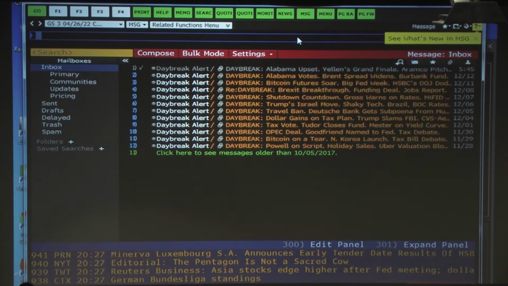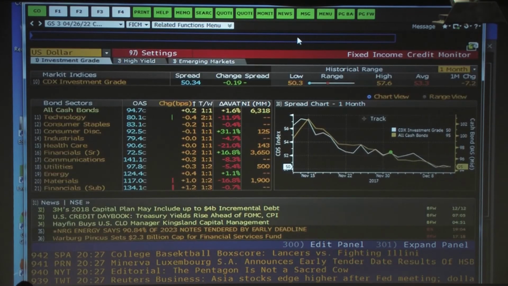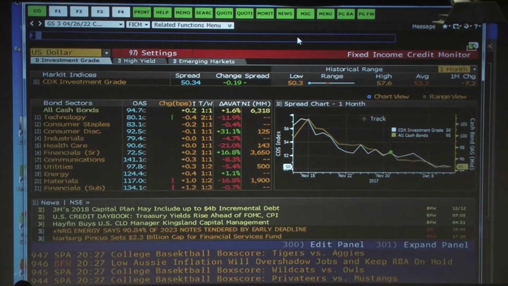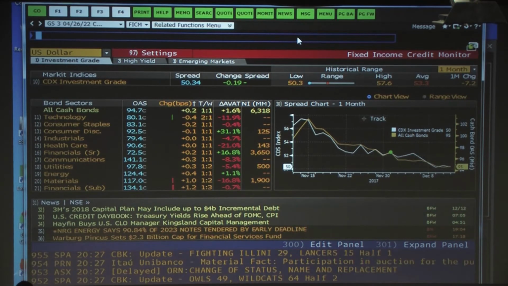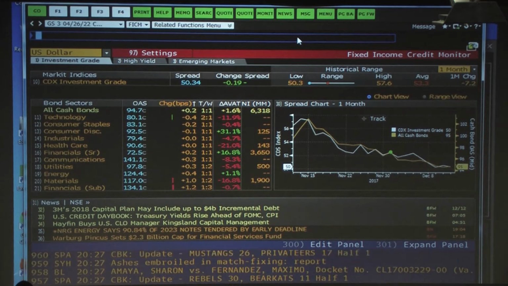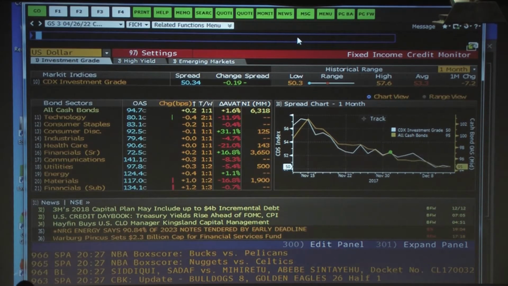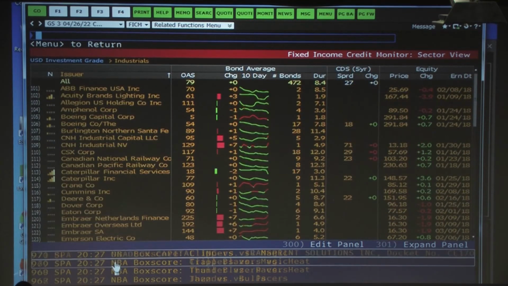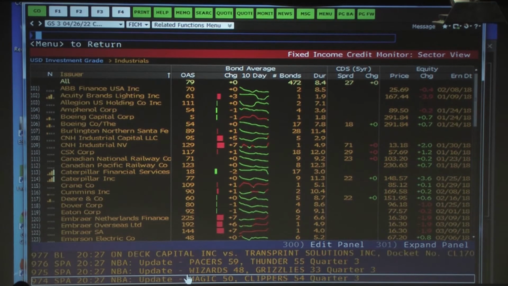So if we go to FICM, another security, this shows the fixed income credit monitor. So basically, you can see how fixed income securities within a certain industry are doing. So you can see the change in terms of basis points, or the percentage of the yields that are being offered by these securities. So you can see how they've changed on a daily basis, and then you can even, I think, go into them. And you can basically see all the companies that sell fixed income securities, and do analysis there.